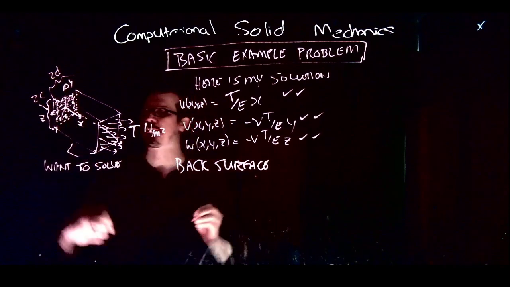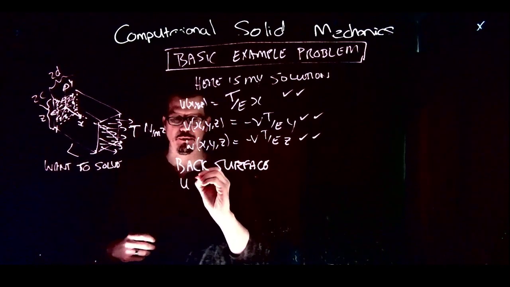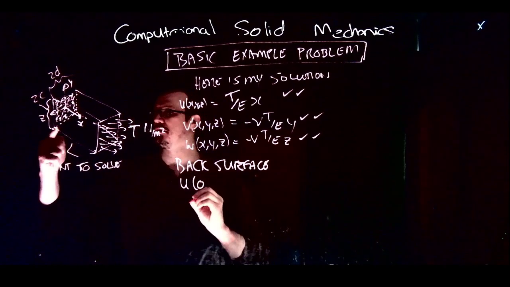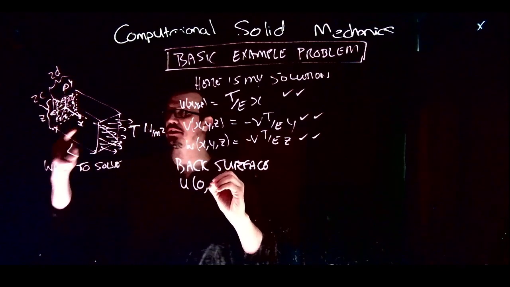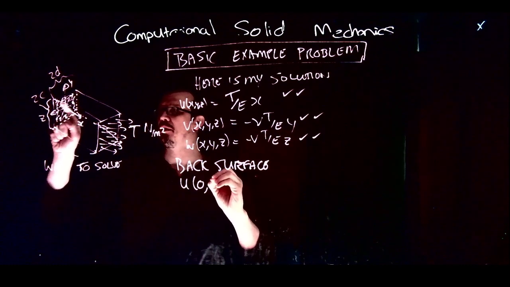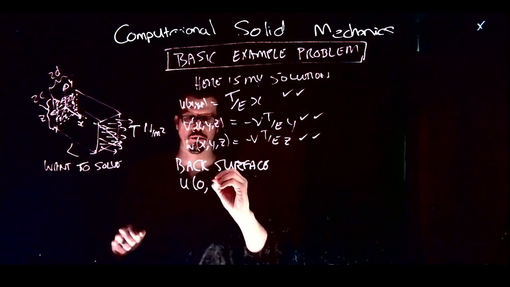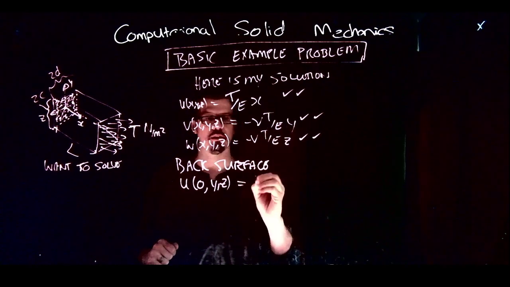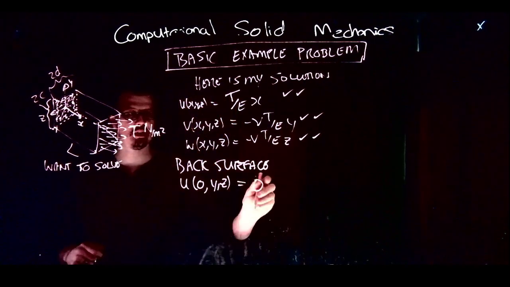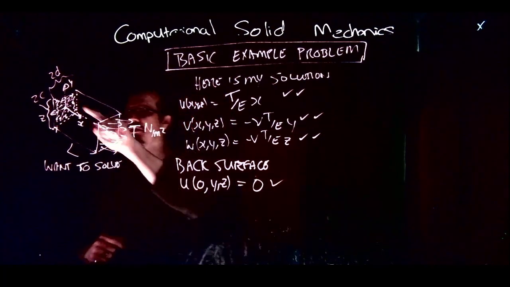To get to that backplate, I need to evaluate my u field at x equals 0, because that's how I'm on that surface there. So x equals 0, but to stay on that surface, I can still walk around in y and in z. So y and z I'm leaving as values. If I plug that in, I get a field that is 0. What this is telling me is that this u field satisfies 0 everywhere.